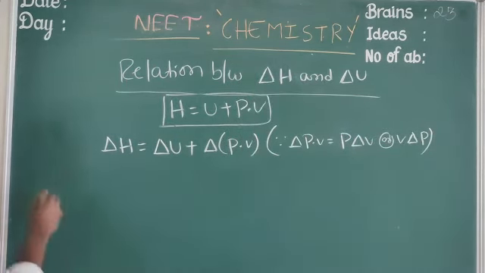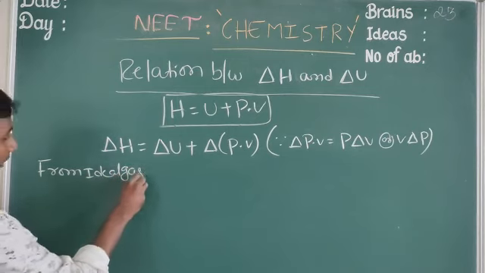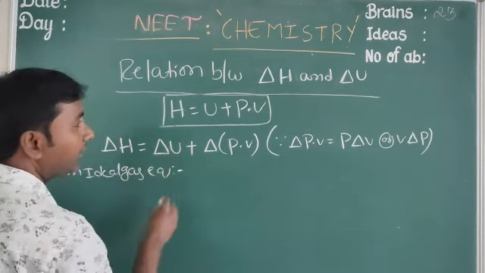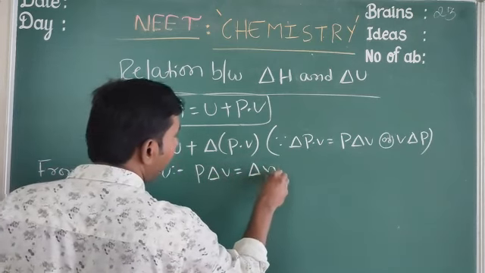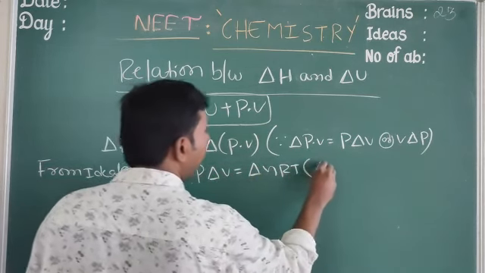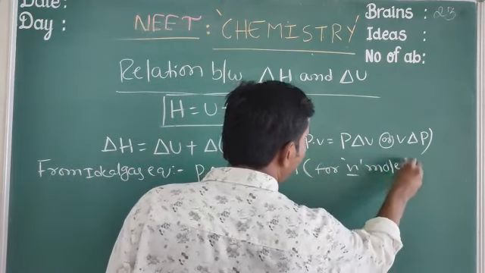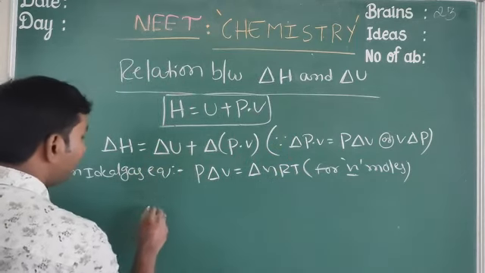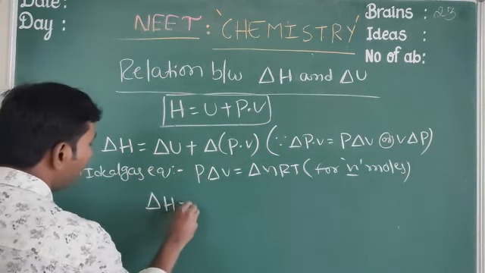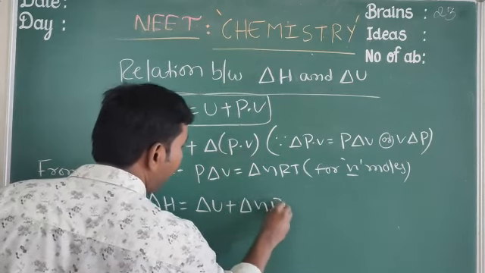Okay, from the ideal gas equation, PΔV equals ΔnRT for n moles. So apply here: ΔH equals ΔU plus ΔnRT.